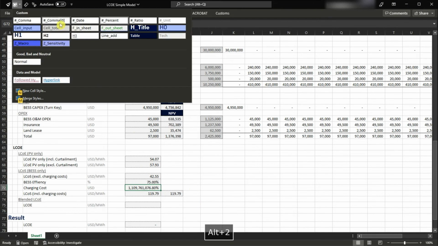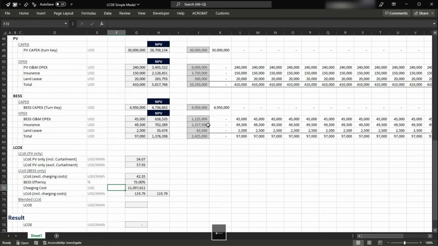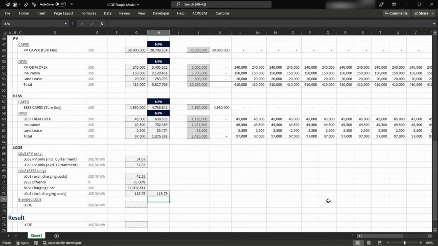Let me just change here. So the charging cost, let me see if I did everything correctly. Yeah, so the NPV of the charging costs is this number here. And then I can replace this value here with this number, right? Let me close. And then you have the same number. So these are the two ways we can calculate.